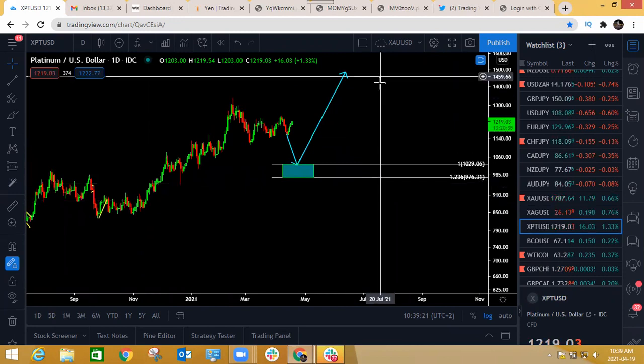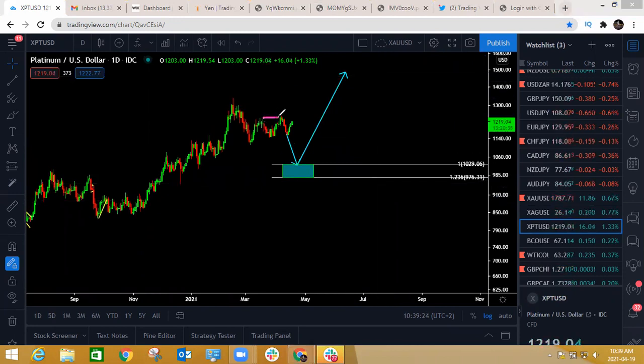Platinum, I'm on the daily here. So it looks like platinum may give us this structure: 1, 2, 3. This is what we're getting on platinum. It may retest these recent highs, then we have this A, B, and a C before pushing up higher. Okay, so that's on the daily.